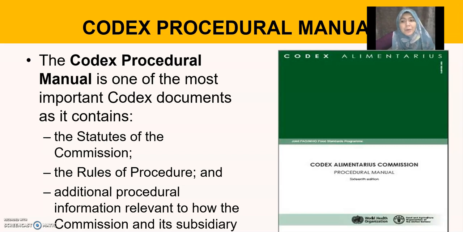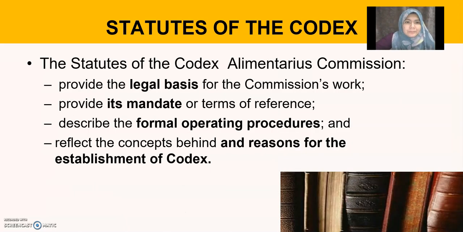They have a procedural manual for the Codex Alimentarius Commission, and the Codex Procedural Manual is one of the most important documents. Number one, it has the statute of the Commission. Number two, it has the rules and procedures, and it also contains additional procedural information relevant to how the Commission and its subsidiary bodies function. We will look at what subsidiary bodies actually are.